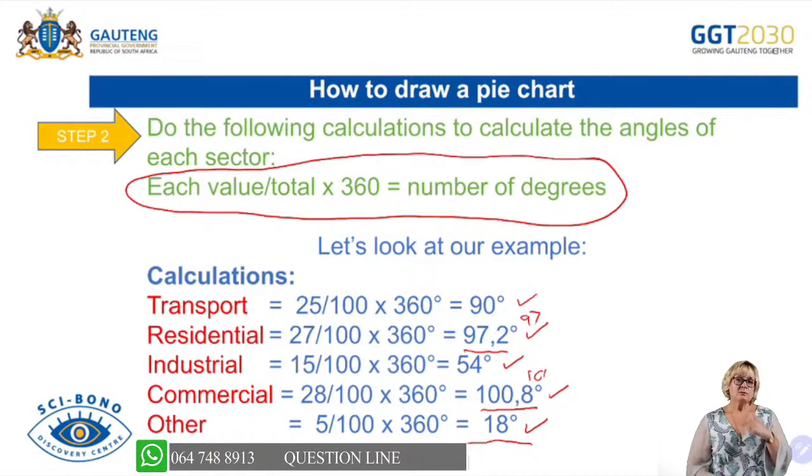So you can check yourself in the exam or in a test. Once you've done your calculations, add up all the degrees. If it doesn't give you 360, then you know you've made a mistake somewhere. Then go back and recalculate.